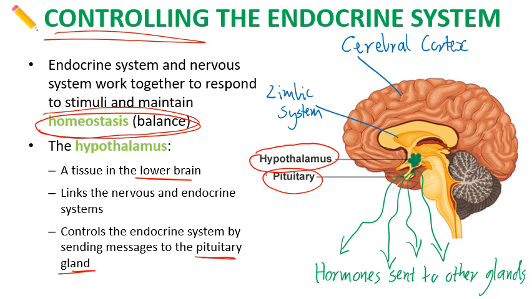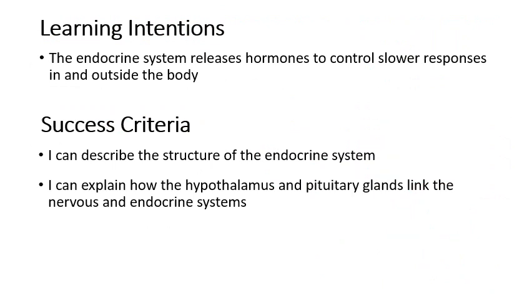Not every endocrine gland is controlled by the pituitary gland, but these two are the main control centers, we can say. Some glands just receive messages and release hormones, and they basically work individually on their own. All right, so you should be able to do these two things: describe the structure of the endocrine system and explain how the hypothalamus and pituitary glands link the two body systems together.